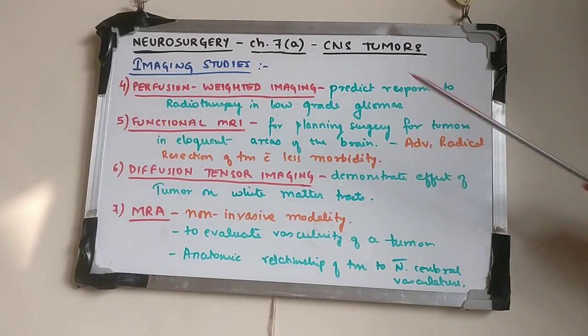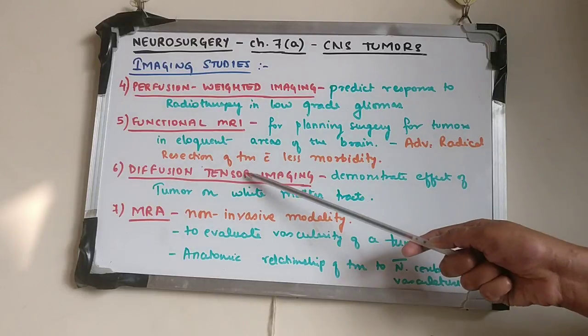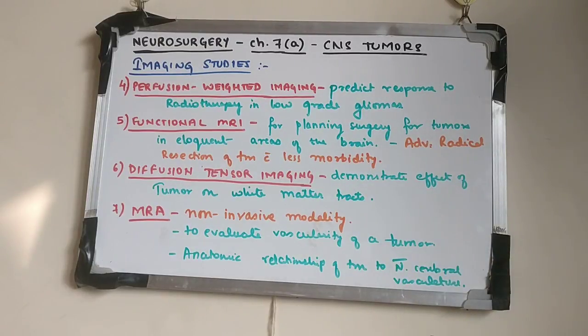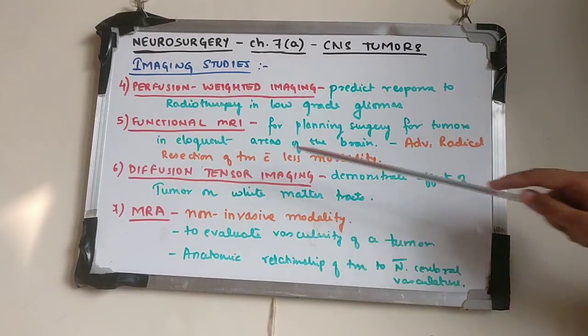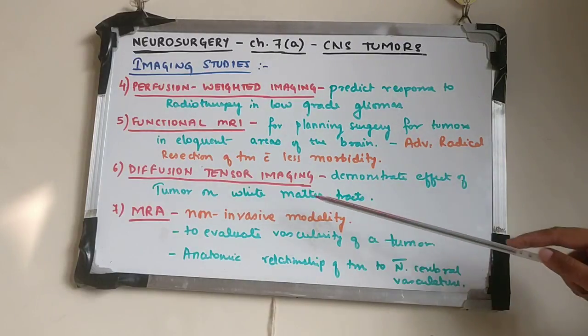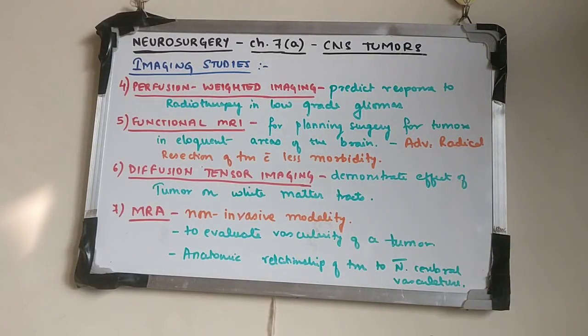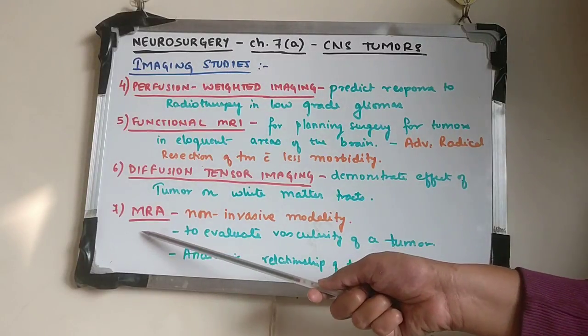So functional MRI can help us into radical resection of the tumor with less morbidity. It doesn't mean all neurosurgeries have bad prognosis. They do have variable prognosis depending on the lesion. Moving on to diffusion tensor imaging. It can help us to demonstrate the effect of tumor on the white matter tracts. Diffusion tensor imaging. MRA, that is MR angiography.